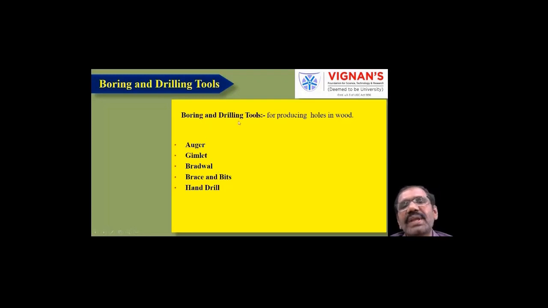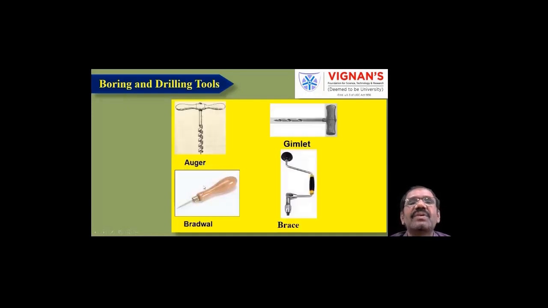So next one is boring and drilling tools. Most of you know the drilling tools. To make holes, we use the drill. To expand the hole which is made by the drilling, we are using the boring tools. They are auger, gimlet, brace and bits, and hand drills, that we are going to see.